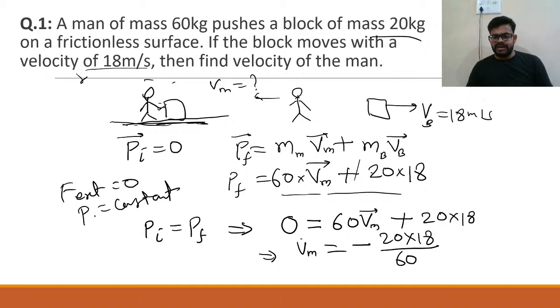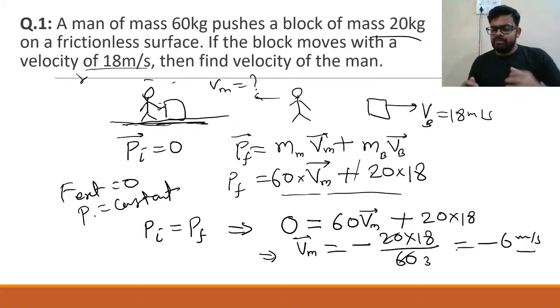So we are getting the value of Vm. This is 1 by 3, right? And this is 6. So minus 6 meter per second means the man will move with a velocity of 6 meter per second in the backward direction, leftward direction, because the left direction is considered negative. So we are getting the answer minus 6 meter per second. This is the answer for this question.